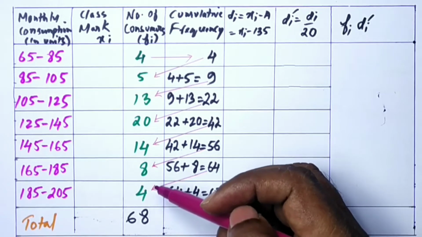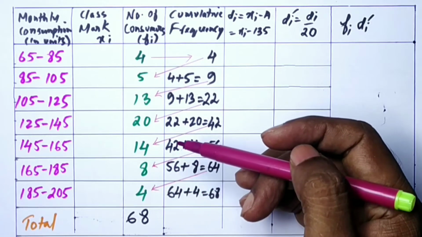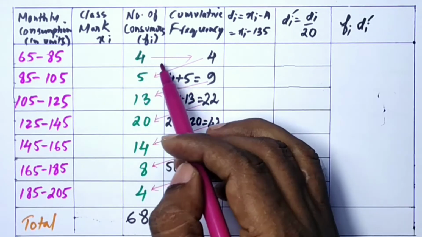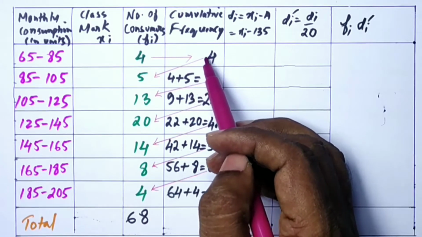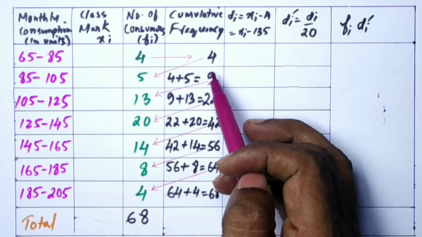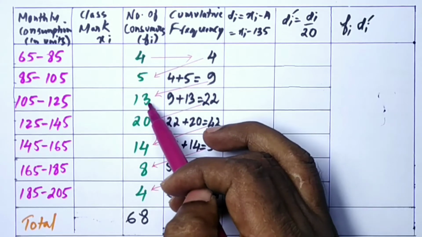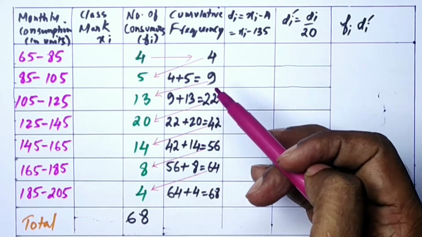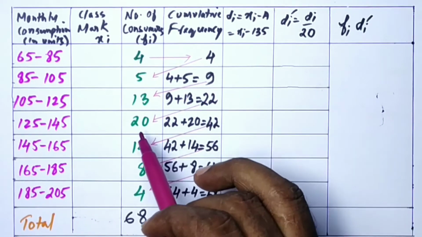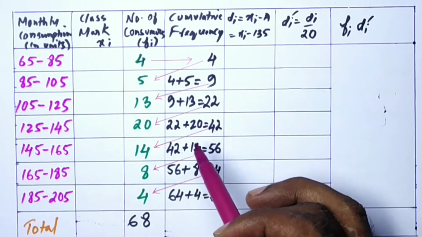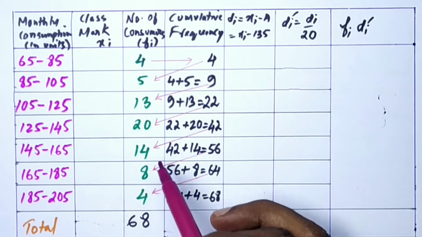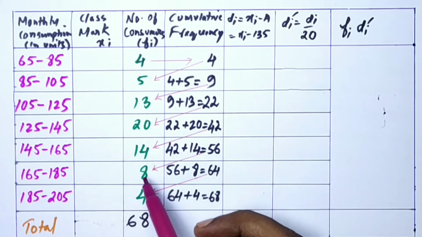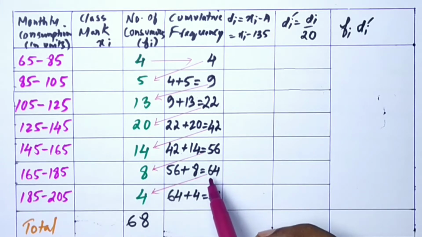Now to get the cumulative frequency, we write this 4 here, and with this 4 we add 5. 4 plus 5 is 9, and with this 9 we add this 13. 9 plus 13 is 22. With this 22 we add 20 to get 42. 42 plus 14 gives 56. 56 plus 8 gives 64. 64 plus 4 gives 68, which is the total.